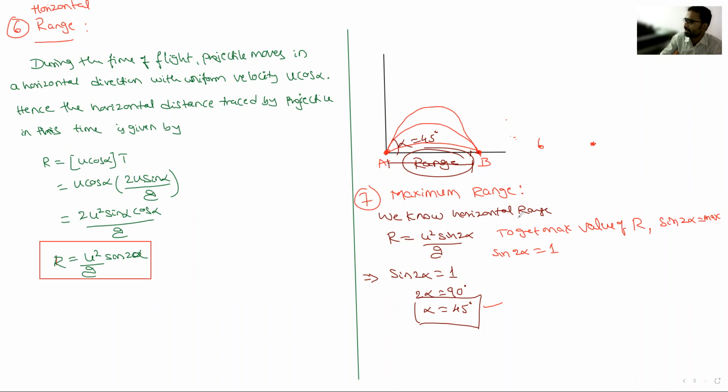How would we make the range minimum? When you project a particle, it will occupy some distance, horizontal distance. Yes. Okay, it will occupy, but how far can it reach at maximum? Then minimum we can make zero. The minimum is zero. Sin 2 alpha equal to zero, 2 alpha is equal to zero, alpha is equal to zero. Did you understand? You are not projecting at all. That is, the range is equal to zero.